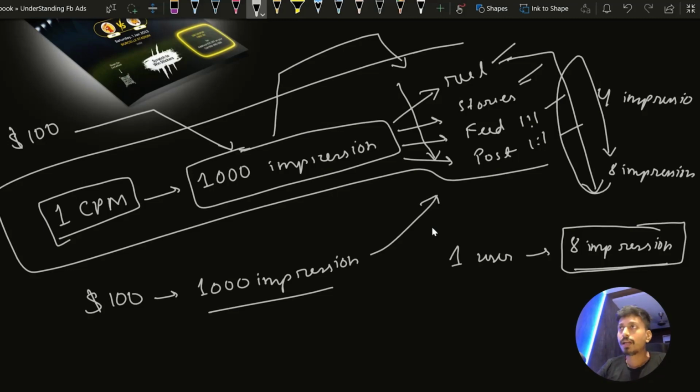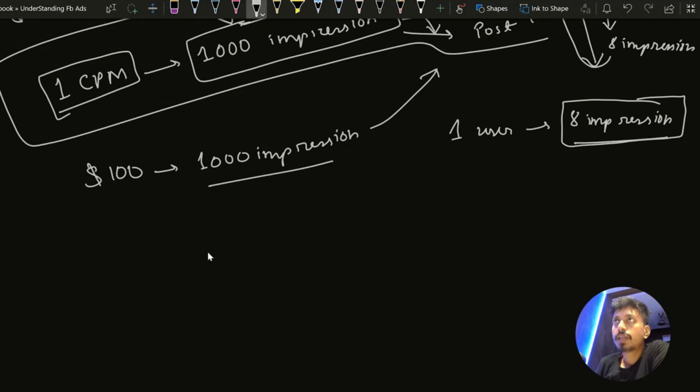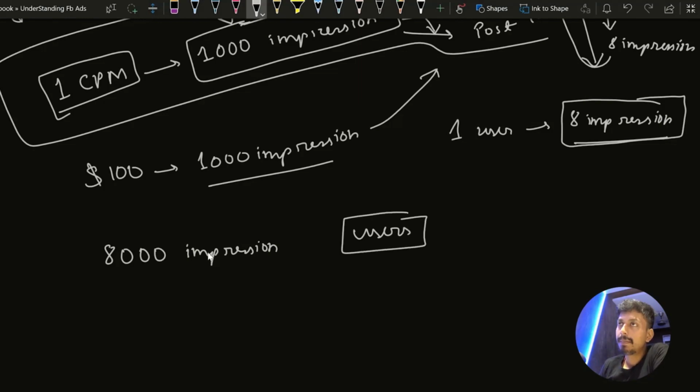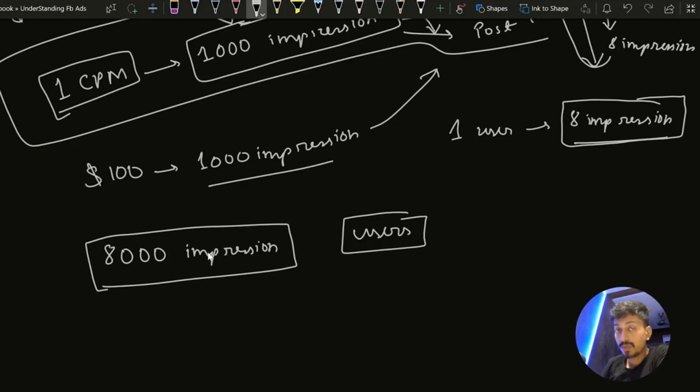Okay. Now tell me, you are seeing 8,000 impressions in your Facebook dashboard. What does it tell you about users? Nothing. Impressions are just something which got delivered. That's it. It has nothing to do with users. In the next video, you will understand how we identify unique users who saw your ads, but impressions have nothing to do with the users.